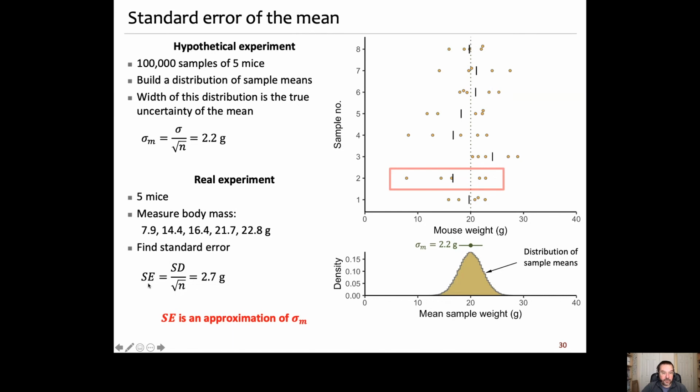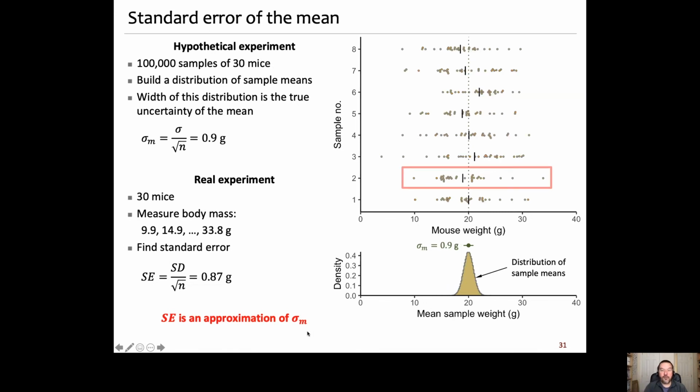And standard error of the mean is an estimator of the width of the sampling distribution. It's an approximation of sigma m. And if we do this experiment with a different number of mice, let's say now one sample is 30 mice, then we'll see that the means are much closer around the true mean and this distribution is narrower. And in a real experiment, the standard error would also be smaller. So sigma is 0.9 of a gram, and our standard error, which is an approximation of this, is 0.87.